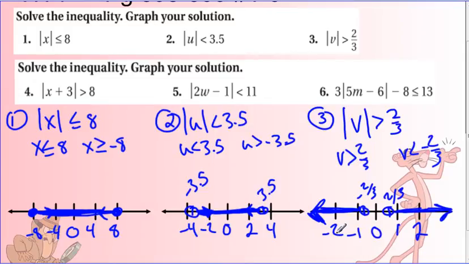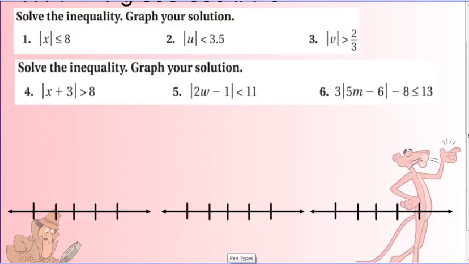So those are the first 3 problems. Hopefully you had some success. I'm going to pause the recording, erase this stuff, and copy the next 3 problems up here. So give me just a second. Alright, so now we're ready for numbers 4, 5, and 6, the 3 that are a little bit harder.